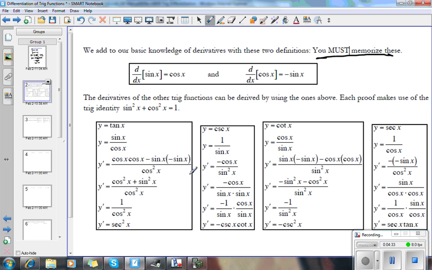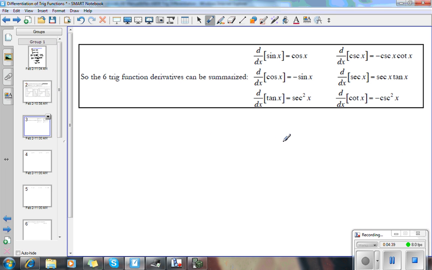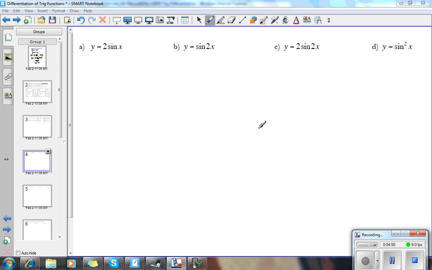So now we have all 6 trig functions. We have their derivatives, and here they're all summarized for you on that next table. You will need to know these. Remember, on the AP calculus test there is no formula sheet, so you will need to know these. So now let's do some examples.